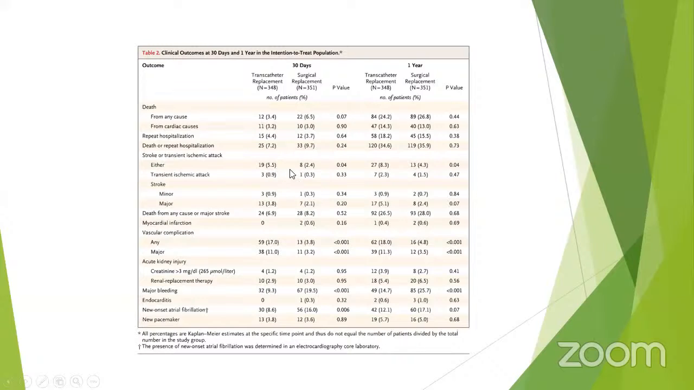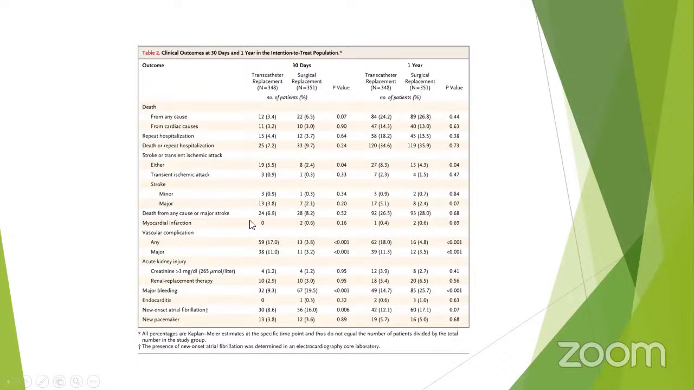However, it was noticed again that stroke or transient ischemic attacks were more prevalent in the TAVI group, with 5.5% in the first 30 days in the TAVI group versus 2.4% in the surgical replacement group, with a p-value of 0.04. And at 1 year, it was found that 8.3% had strokes or TIAs in the TAVI group versus only 4.3% in the surgical replacement group, again with a p-value of 0.04.